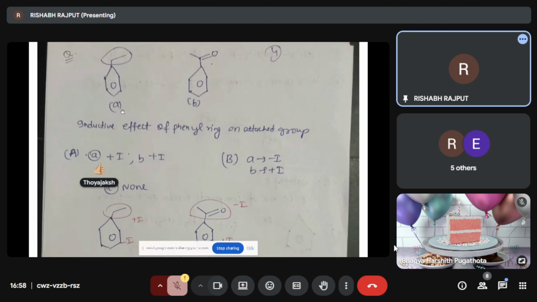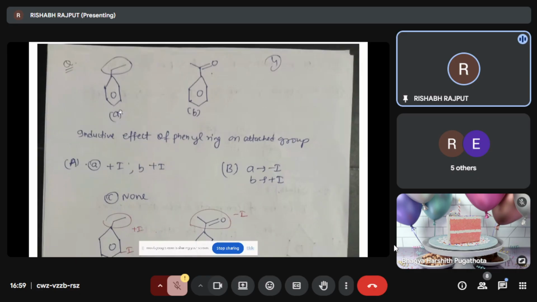He's asking about the inductive effect of the phenyl ring on the attached group. See, the inductive effect on the phenyl ring. This is a phenyl ring. You just tell me what is the effect on these two, options A and B. In A, the phenyl ring shows a minus I effect, and B shows a plus I effect.